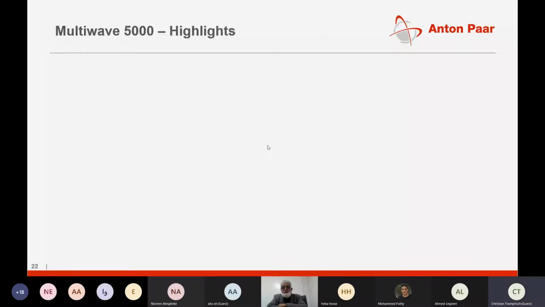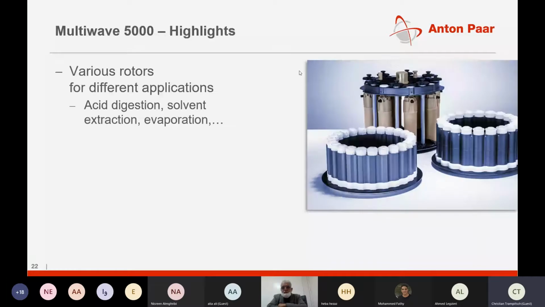Some of the highlights, I will not mention all of the highlights: the Multiwave 5000 is the most versatile digestion system we have available. It cannot only do acid digestion, you can also use it for solvent extraction, for evaporation of acids, you can use it for drying. We have some special applications, the oxygen combustion in there. So this is really a very versatile instrument and can be configured in many ways. What you see here on the picture are two smart vent rotors. We have a closer look at this one later. This is our older 8-position rotor, which is completely closed.